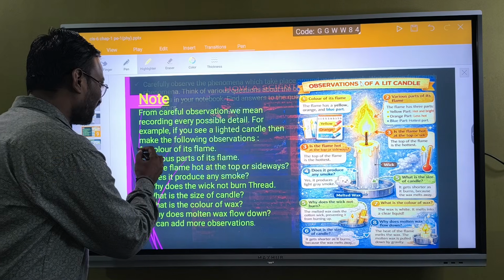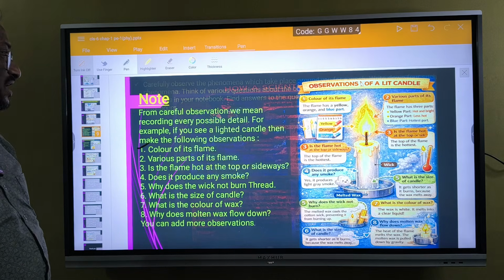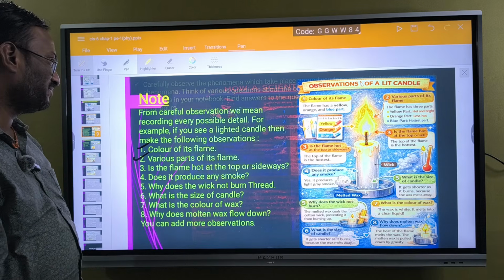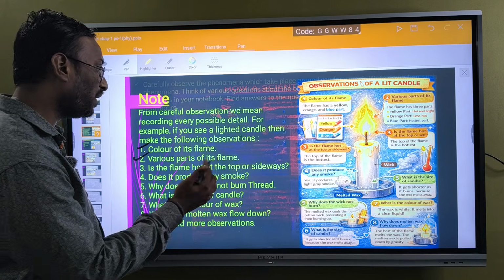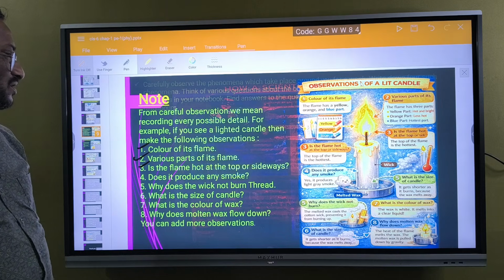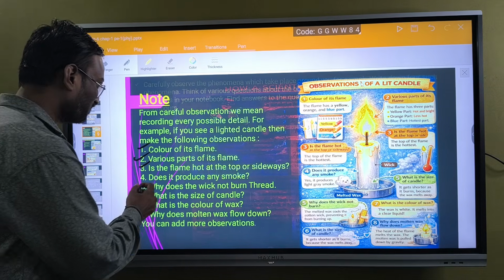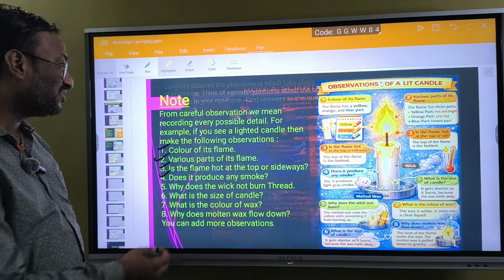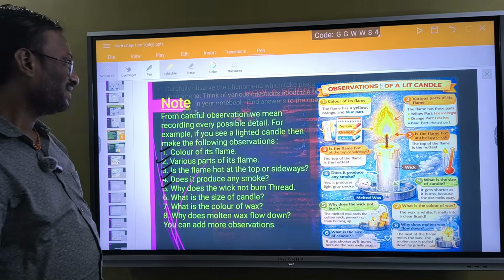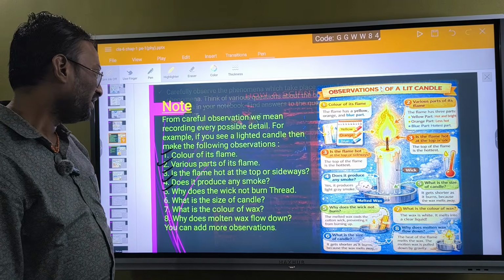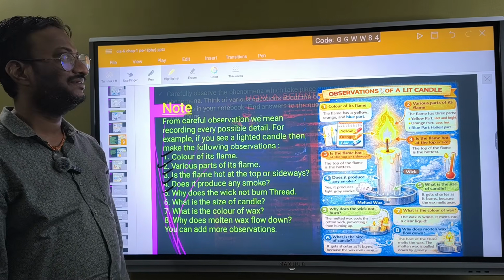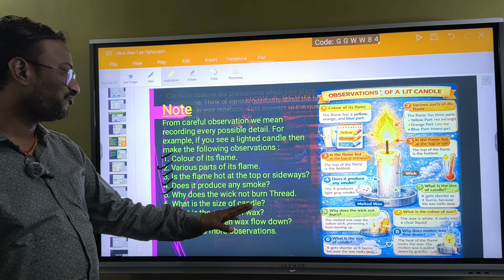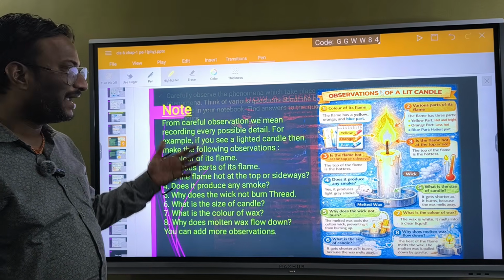One is, what is the color of the flame and the various parts of its flame? We will discuss them one by one. Is the flame hot at the top or sideways? Does it produce any smoke? I mean, is the candle flame producing any sort of smoke? Why does the wick not burn? Next, what is the size of the candle? What is the color of the wax? Why does the molten wax flow down? You can get these kinds of questions.